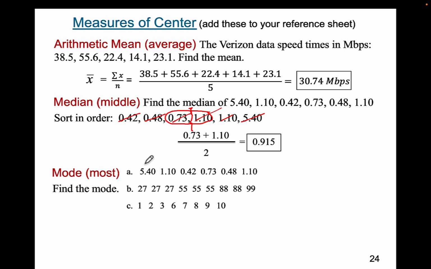So here in part A, the 5.4 is represented once. I don't see it any more times. So frequency on the 5.4 is just once. I see the 1.10. Oh, I see this twice. So far that one's represented the most times. 0.42 once, 0.73 once, and 0.48 once. Okay, so the 1.10 is represented the most frequently. So that makes our mode 1.10. Try B and C. Pause the video and try B and C. Go ahead.